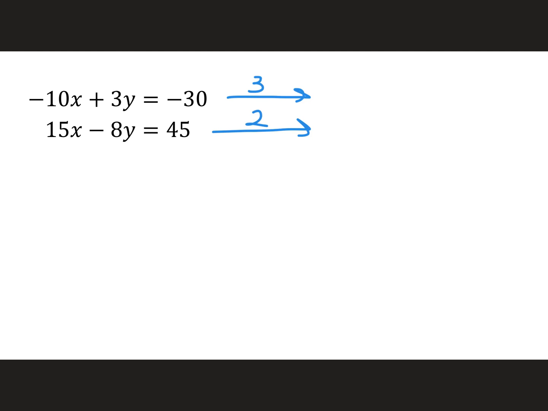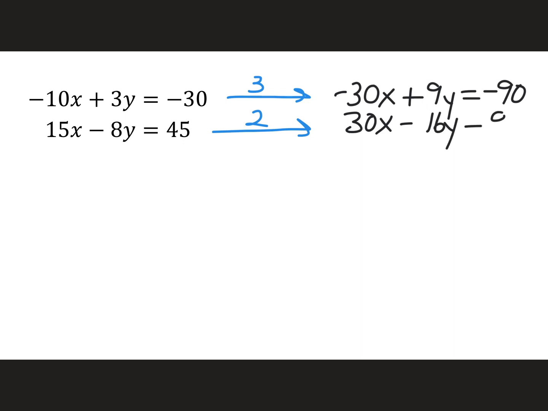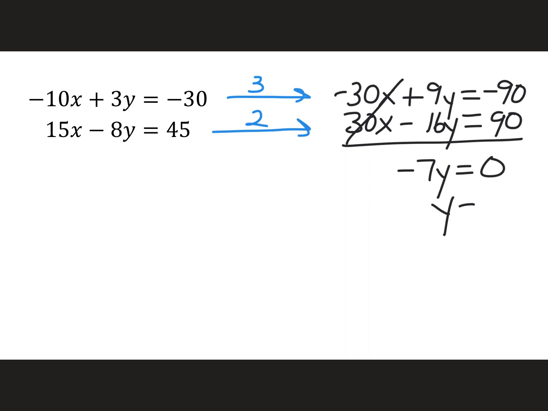Here we go. So negative 10x times 3 is negative 30x. Then I get a 9y, and I get a negative 90. Here I get a 30x, and a negative 16y, and a positive 90. Whoops. So these cancel out. I'll get a negative 7y, and I'll get a 0. That's cool. Negative 7 times what is 0? 0. All right.